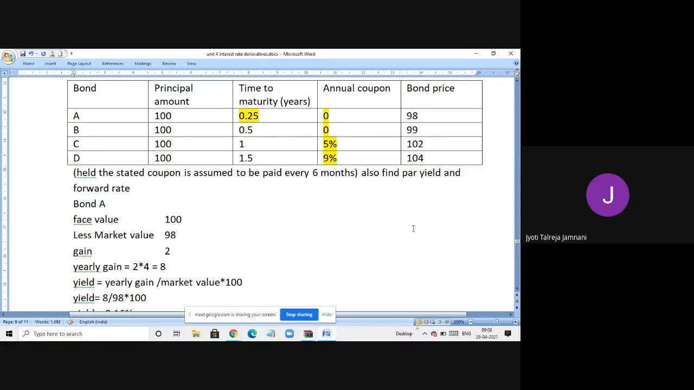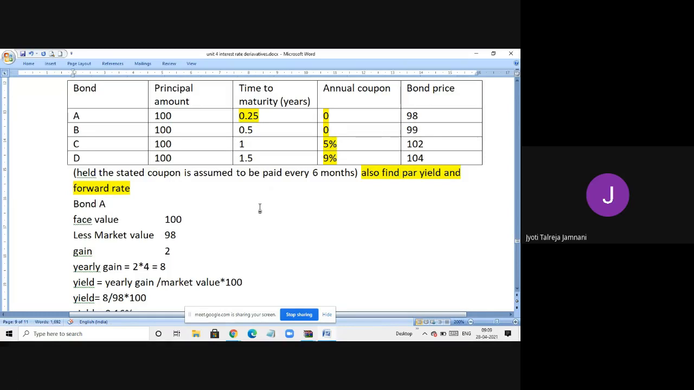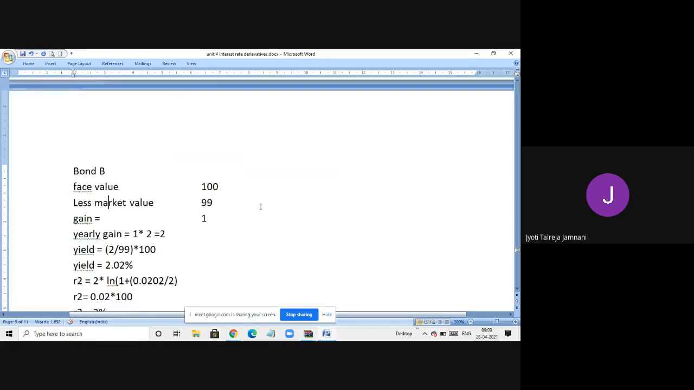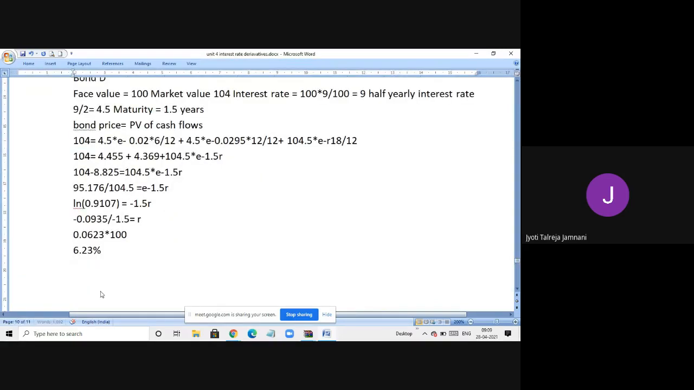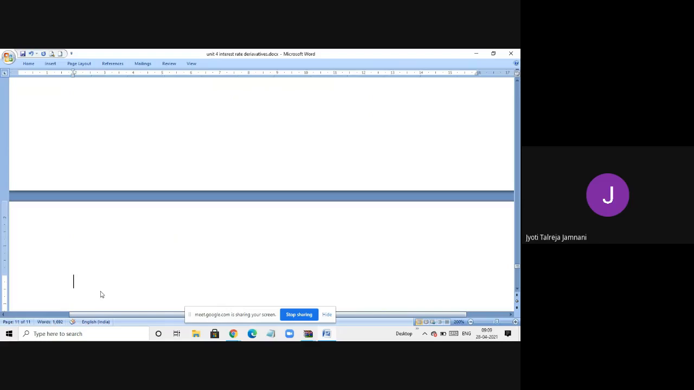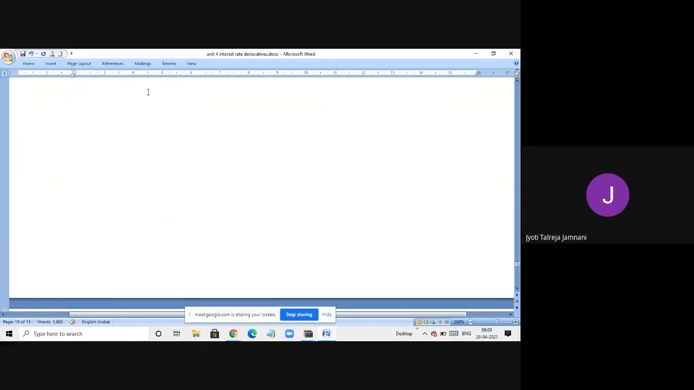Okay, in the question they have told us to also find the forward rate and par yield. Just see here the question. So let's do forward rate and par yield. How to find the forward rate? I had taught you that formula in my previous class. I don't know how many of you remember it. R1, R2, T1, T2, the same formula. That is the formula for forward rate. But for that we need the table, so we'll create it. Now we are calculating the forward rate.